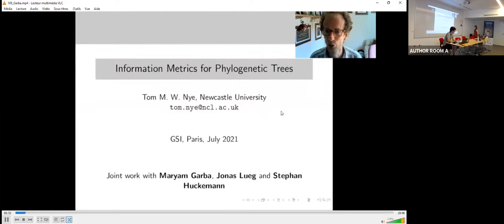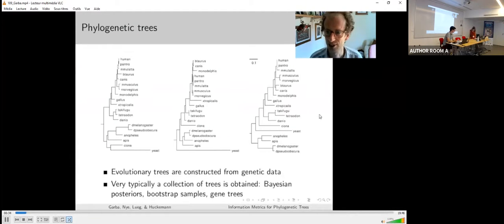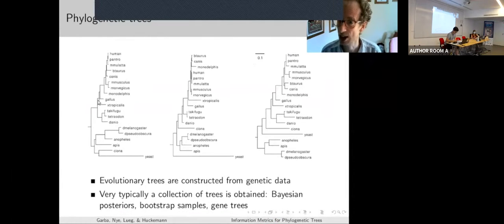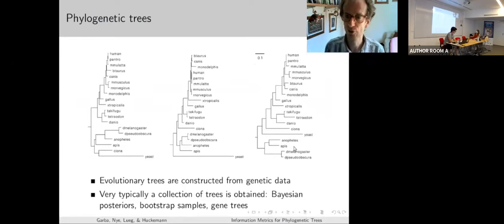So let's start off then by looking at a picture of some phylogenetic trees. Phylogenetic trees show evolutionary relationships between sets of present-day species. So the present-day species form the leaves of the trees. The internal vertices correspond to speciation events. And you can see I've drawn three trees with the same set of leaves, the same set of species. So there's three different alternative evolutionary histories here.